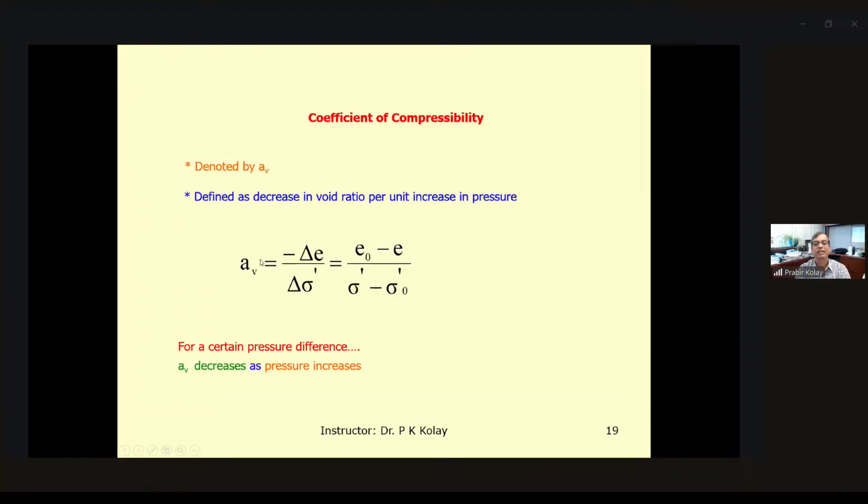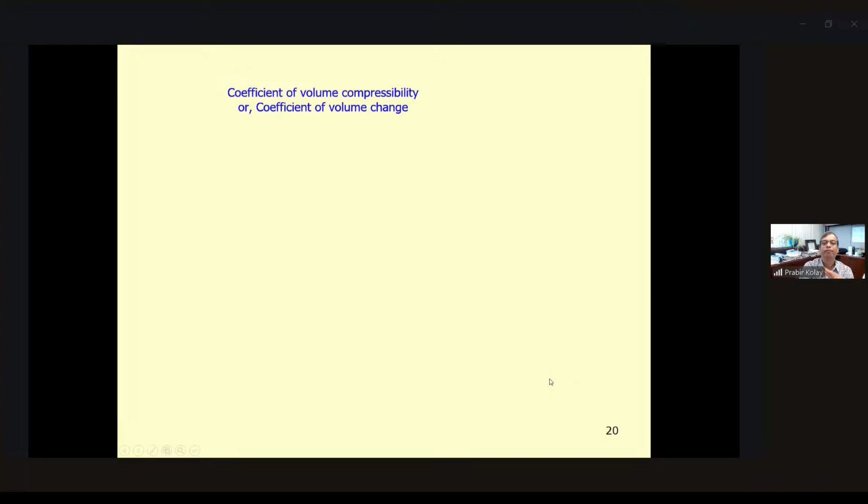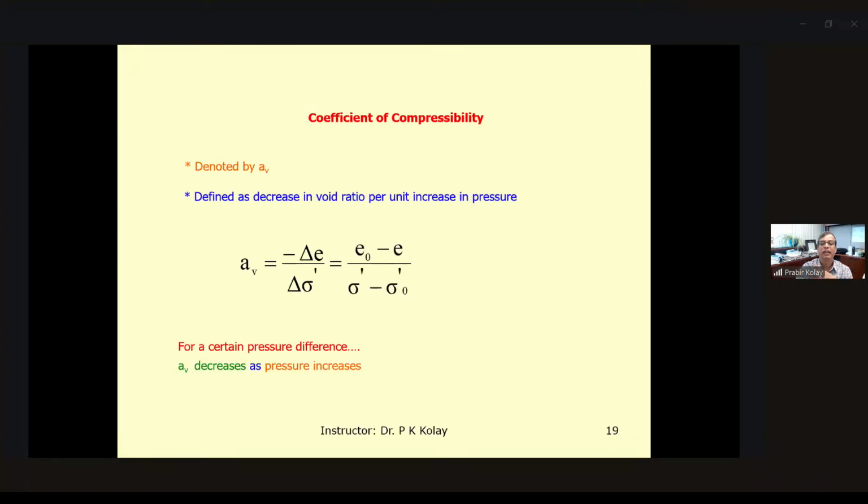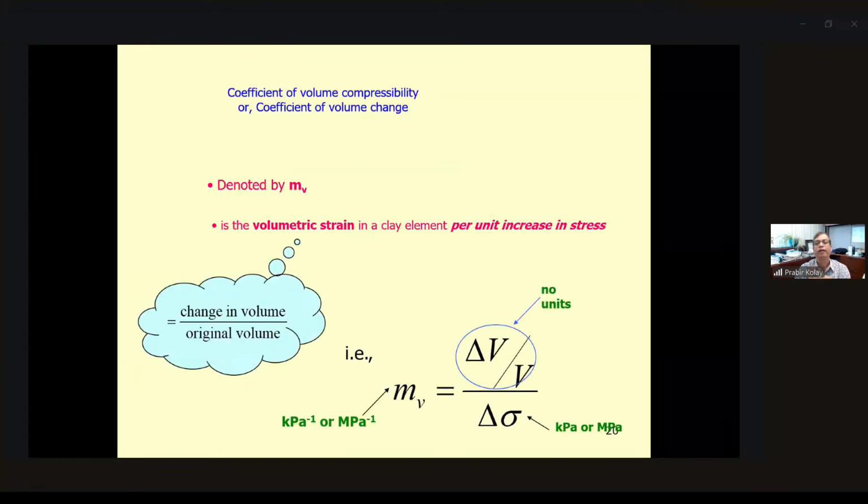So from this consolidation test, you can find out the coefficient of compressibility, that is the change in the void ratio by the change in pressure. So again, when you increase the pressure, the void ratio is decreasing. That's why the change in void ratio over change in pressure is negative. Then the coefficient of volume compressibility is the change in volumetric strain divided by the change in the pressure. So you can calculate the volume compressibility from there.